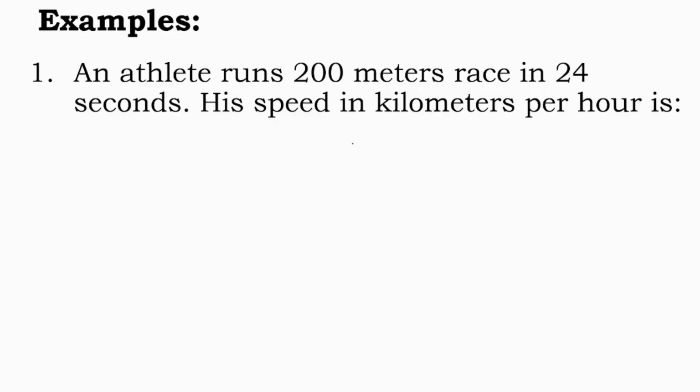Now we discuss some examples to determine the two factors, speed and time. We already came across the distance problem. That's why now we are seeing the first example. An athlete runs a 200 meters race in 24 seconds. His speed in kilometers per hour is?